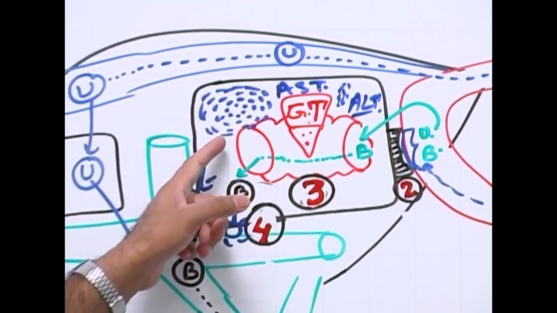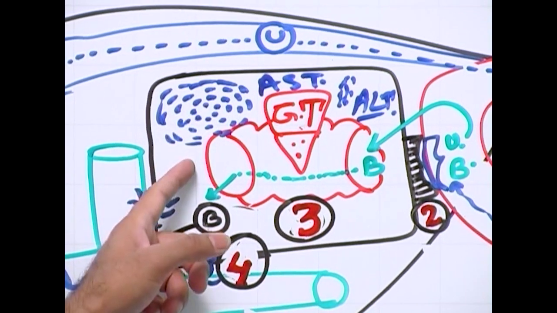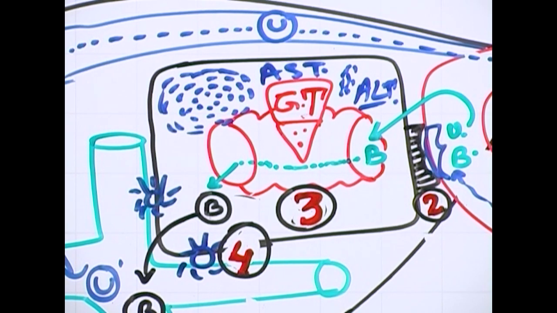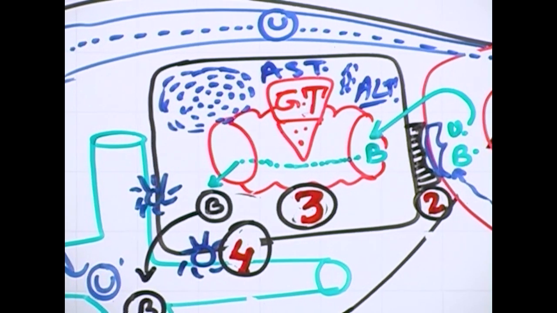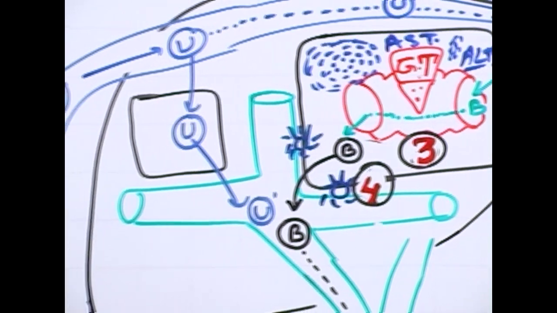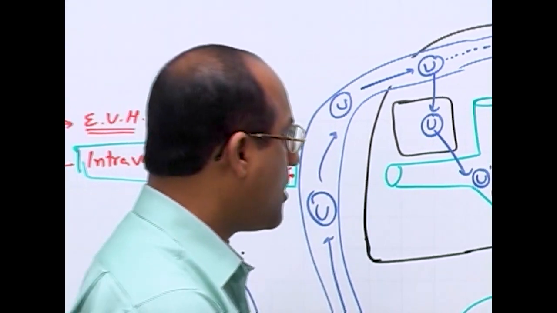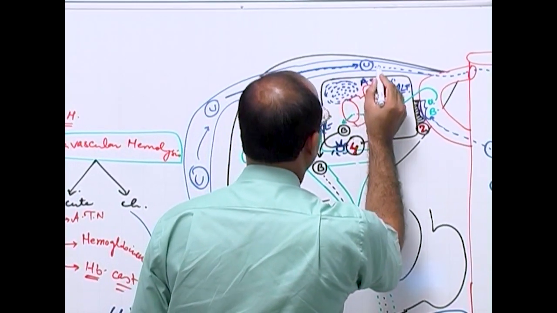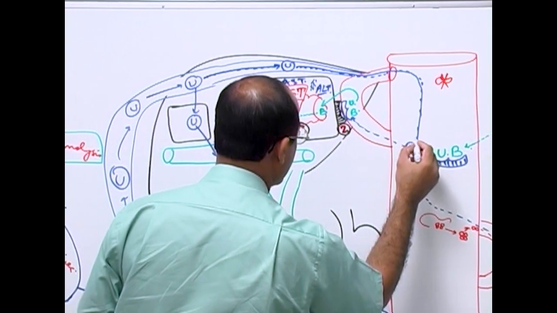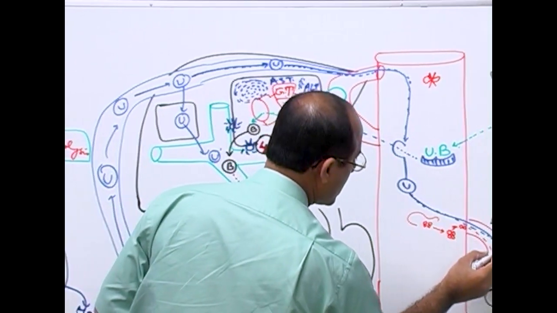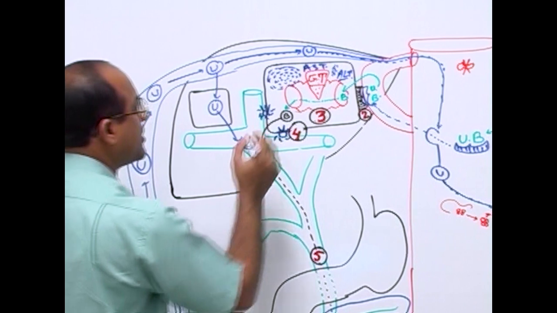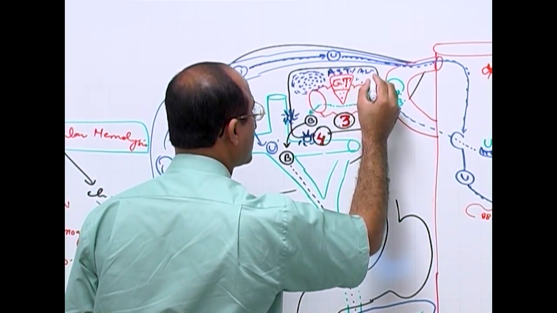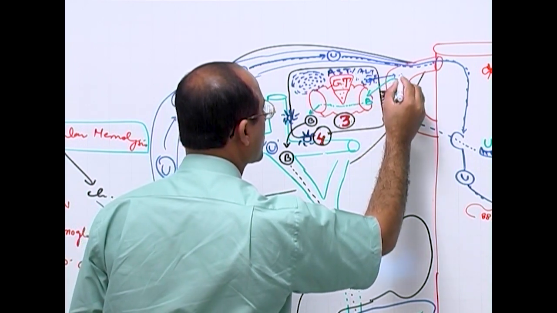Now in this diagram you must remember AST and ALT are present in the hepatocytes. Because these are present within the hepatocytes, we also call them hepatocellular enzymes. These enzymes are markers of hepatocellular injury. What is really meant by that? It means that whenever hepatocytes are heavily injured, AST and ALT will spill into circulation.